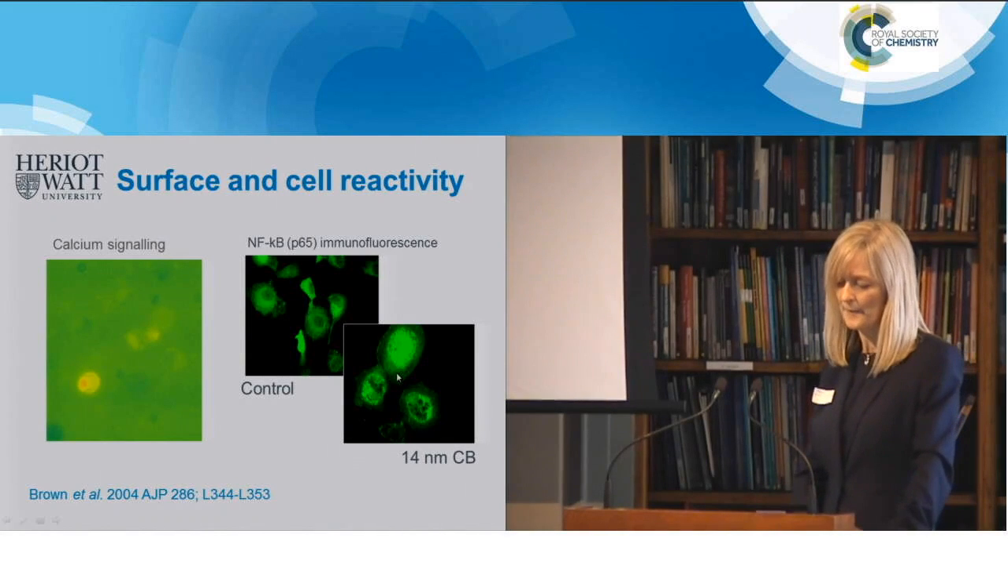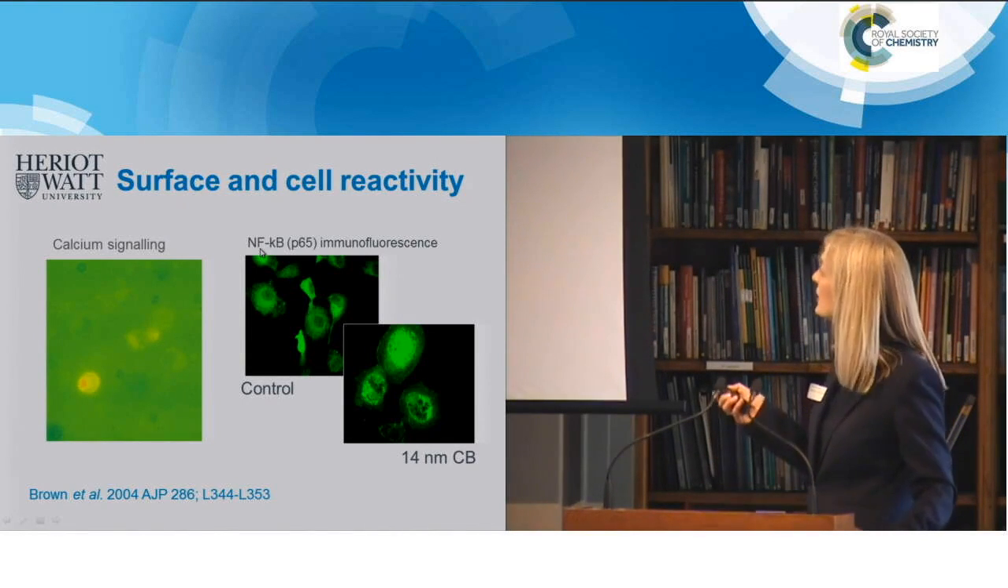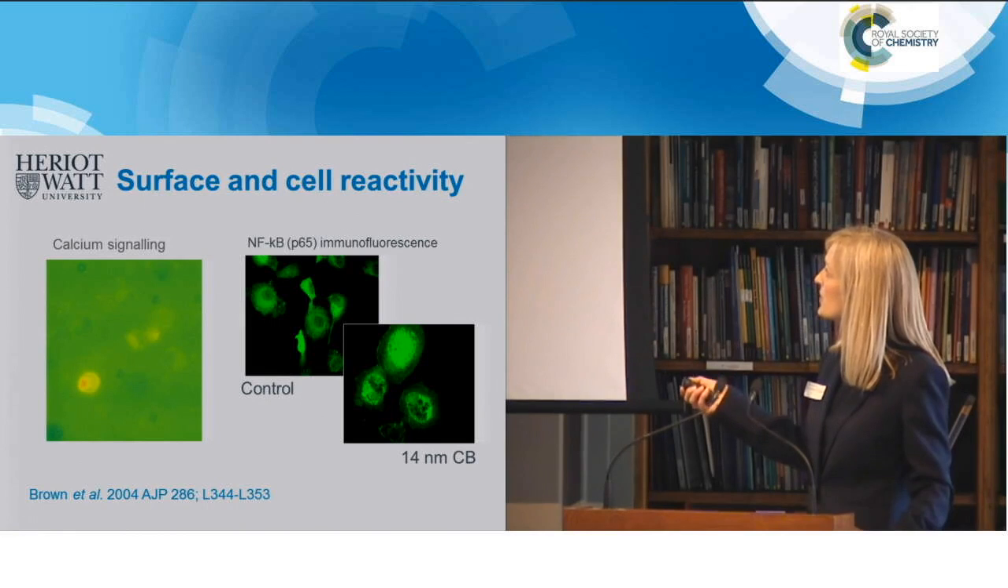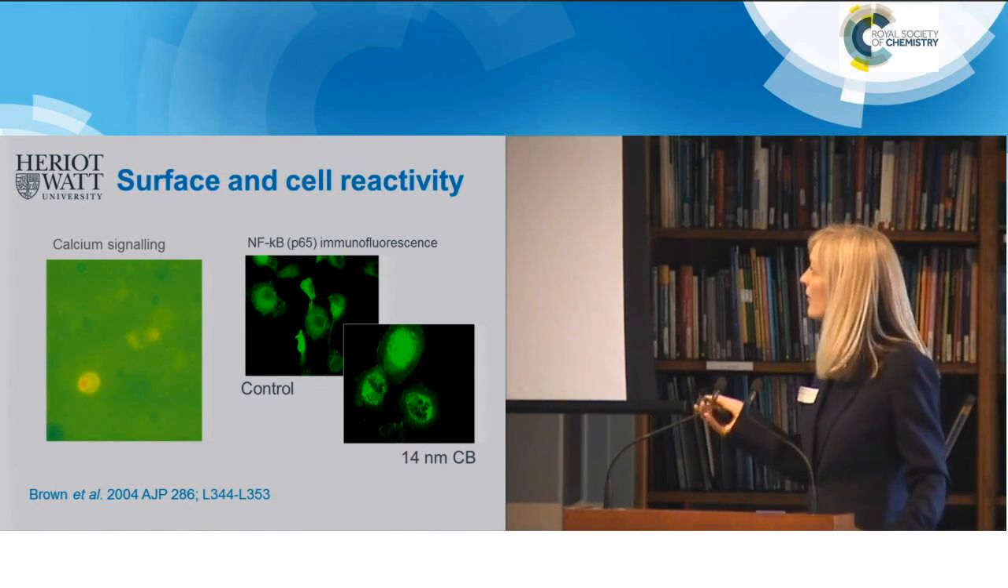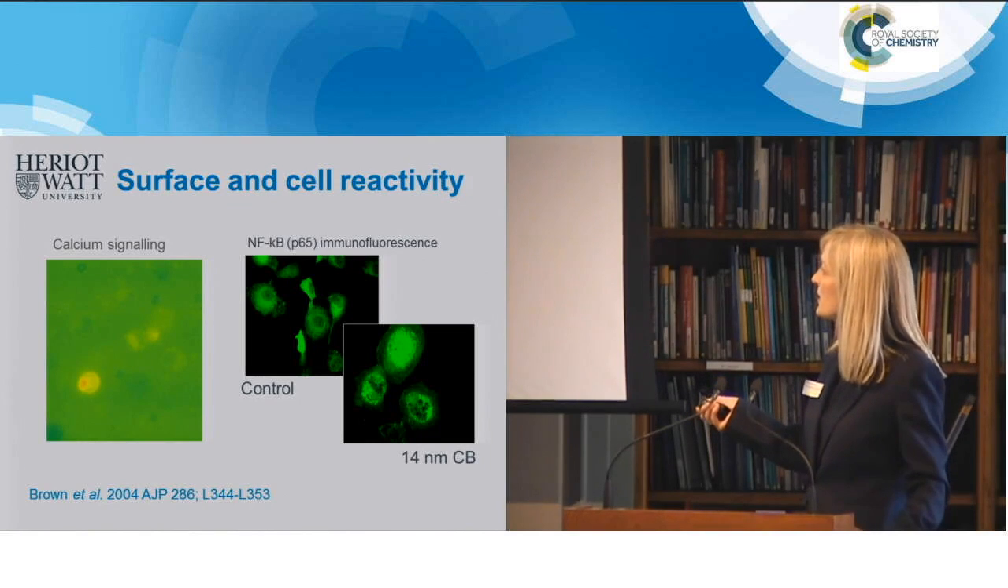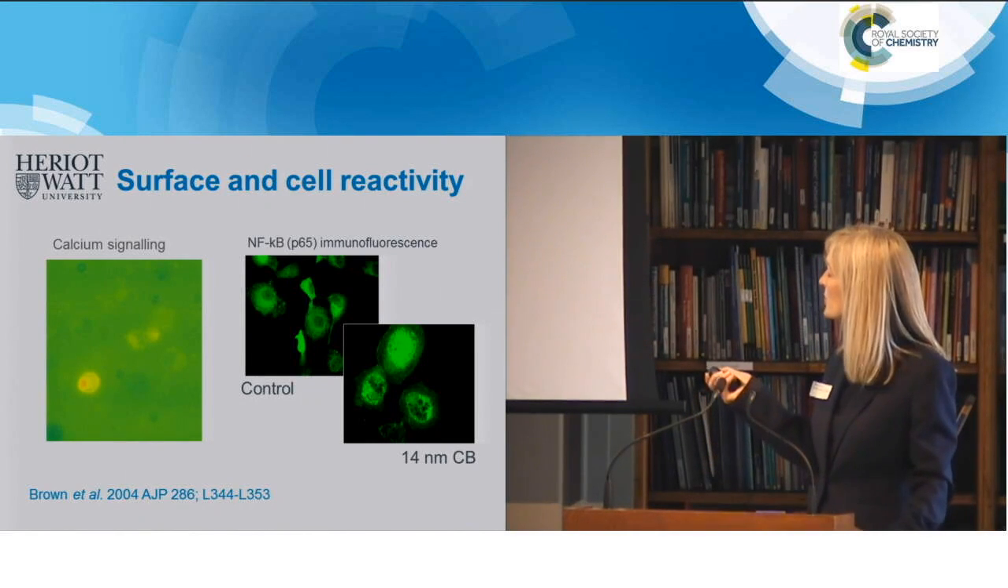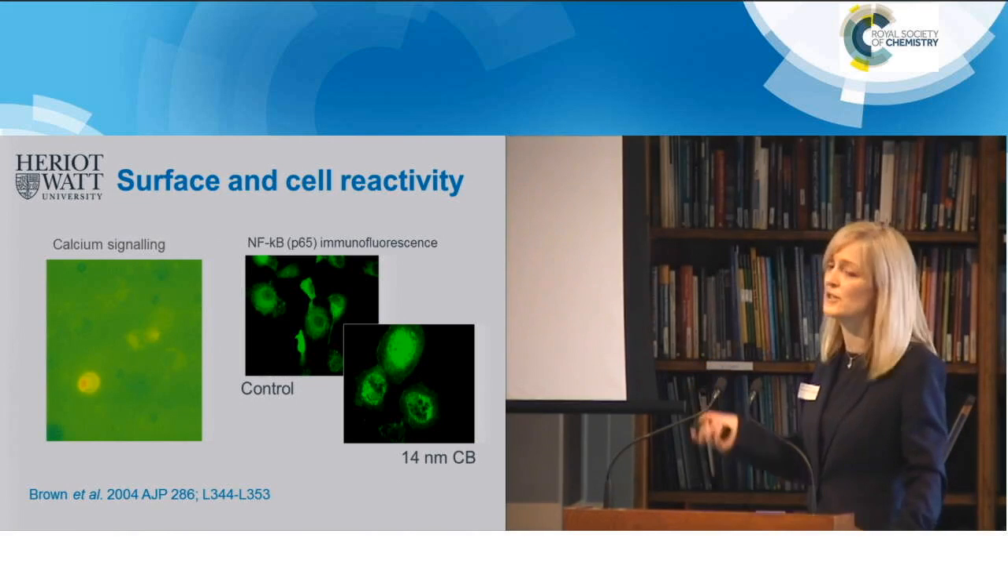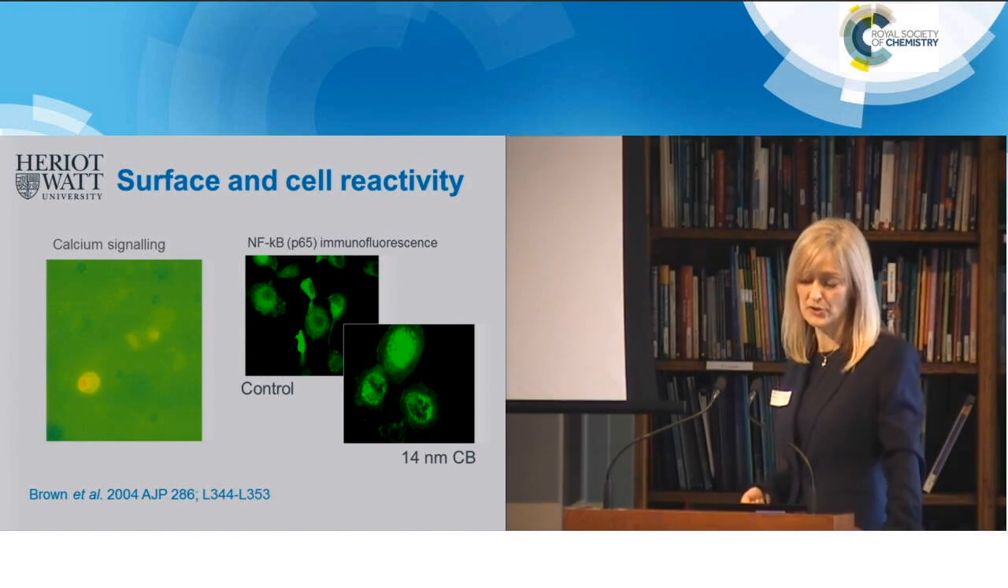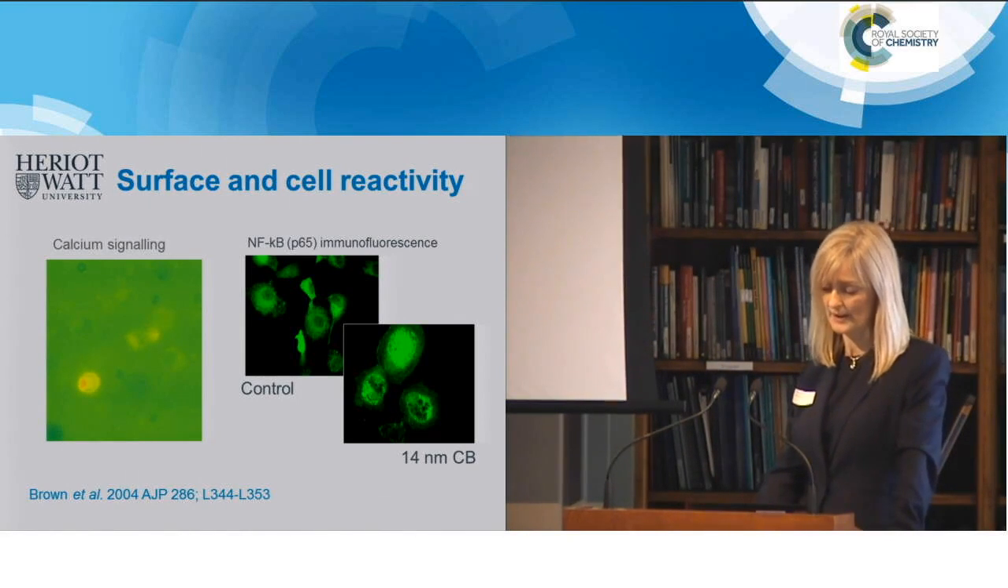For example, this is a transcription factor called nuclear factor kappa B, which is normally found in the cytoplasm of the cell, as shown by the green staining around the cell body. But when treated with carbon black nanoparticles, it moves into the nucleus, so you now have a nuclear stain associated with this transcription factor.